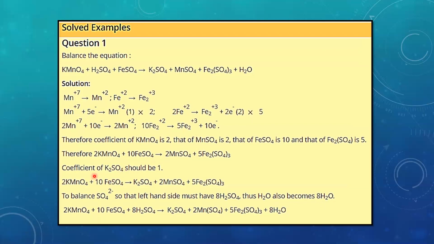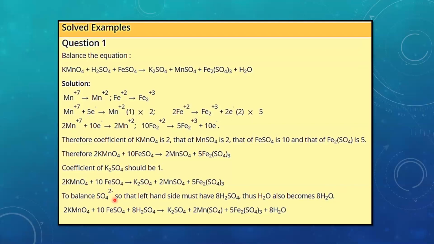Okay, so therefore 2KMnO4 plus 10 FeSO4 gives 2MnSO4 plus 5 Fe2(SO4)3. I hope it is clear. Now the coefficient of K2SO4 should be equal to 1, so it is 1 only, because there are 2 K, so here it is K2.